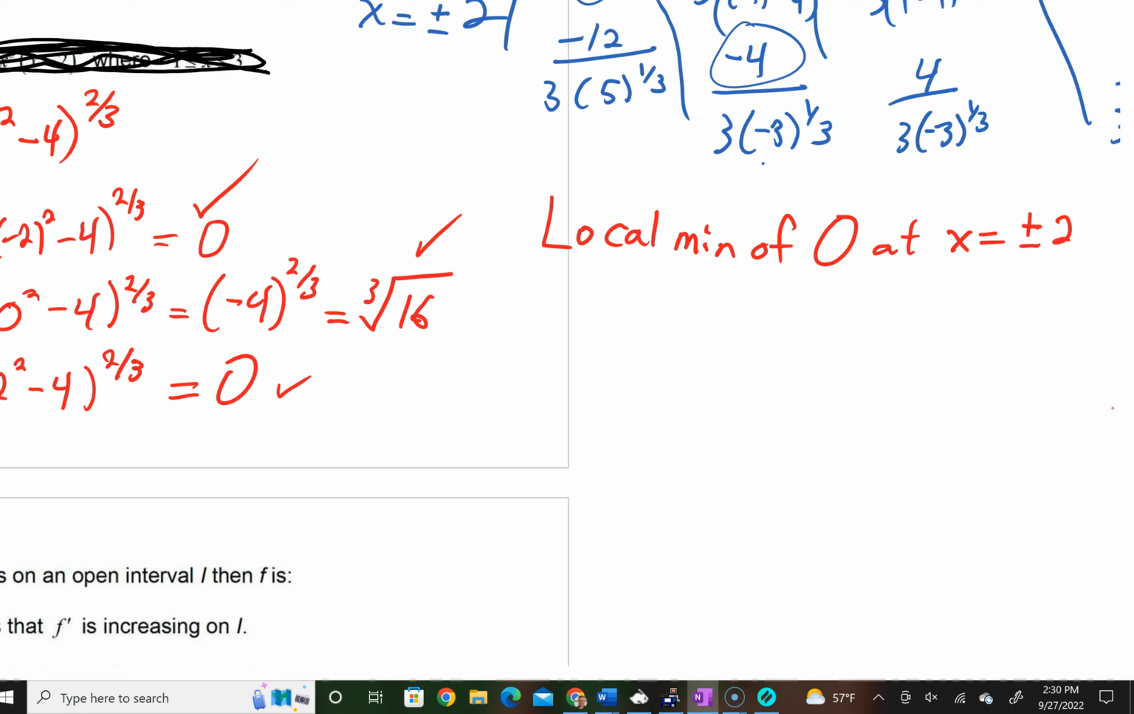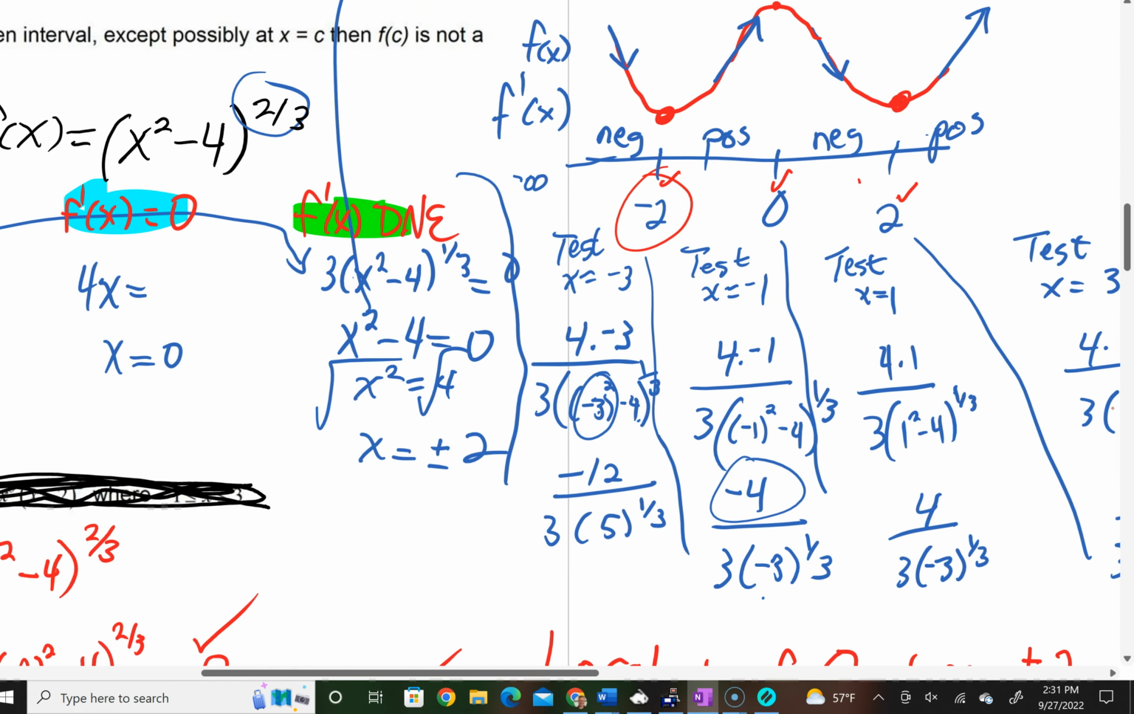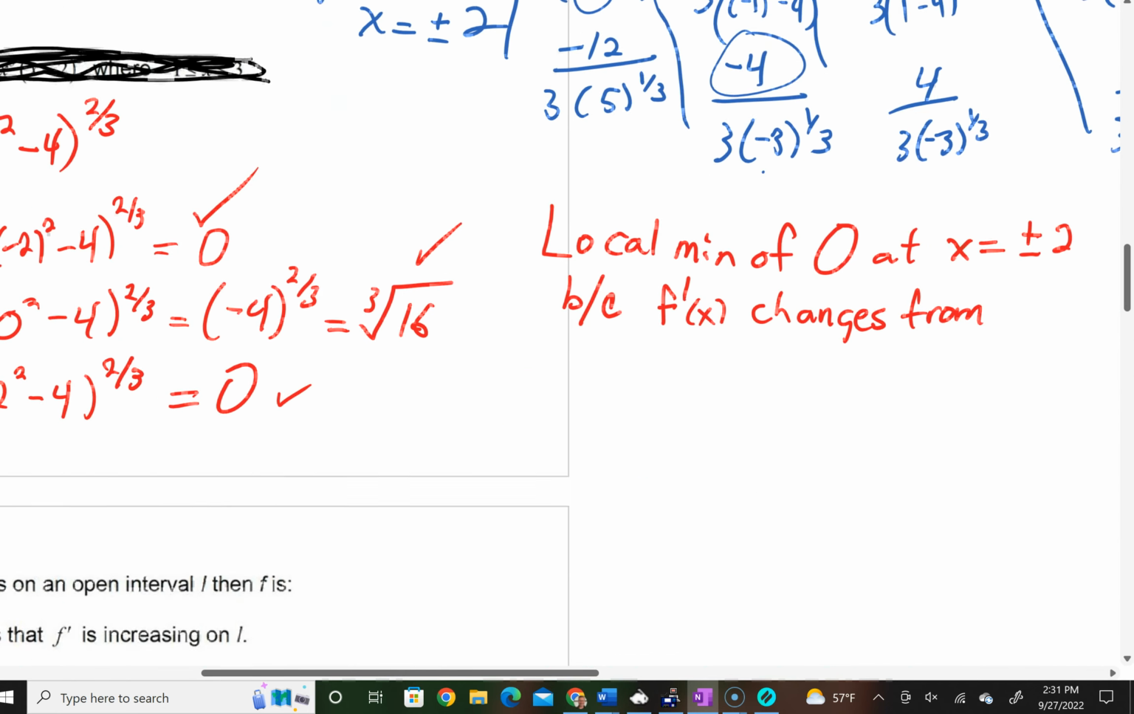Okay. So, tell you what, you got to also give a reason. Please hear this. You got to give a reason. The College Board is requesting that you write it in a certain style. So you could say the local min of 0 at x equals plus or minus 2 because f prime changes from, and guess how it changed? Look at it. At -2, f prime changed from negative to positive.